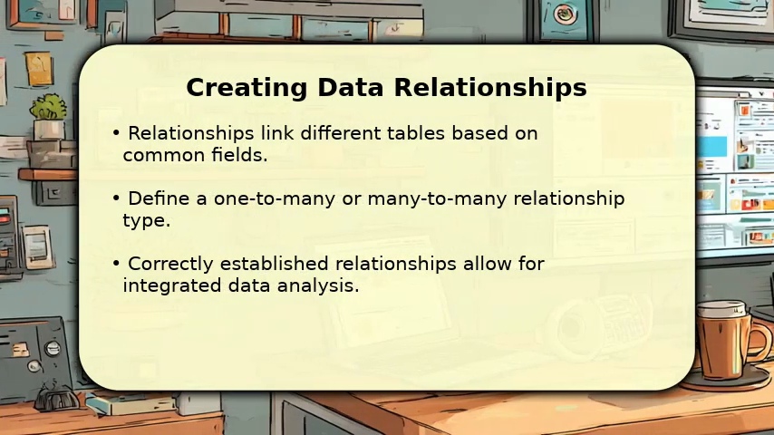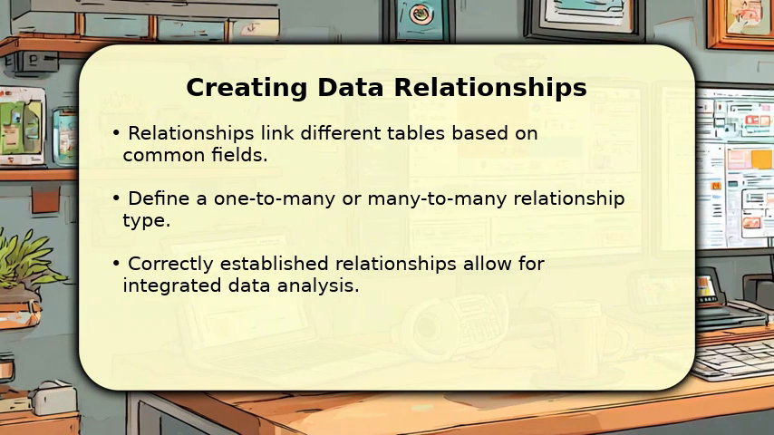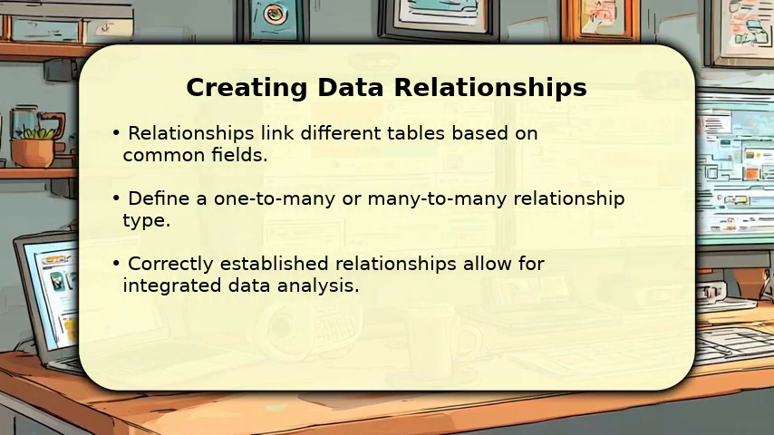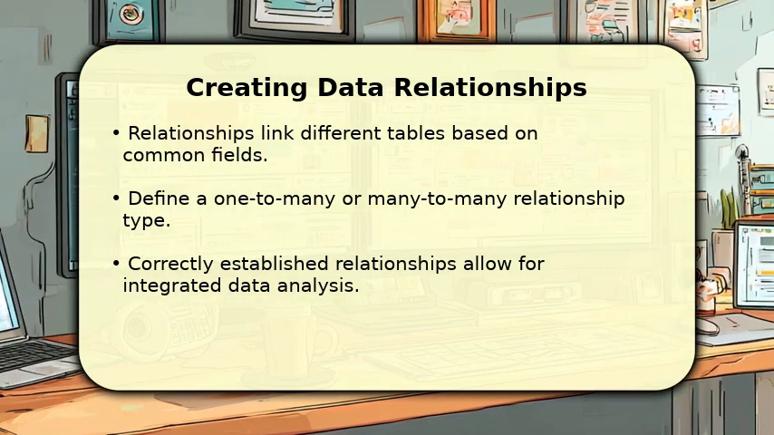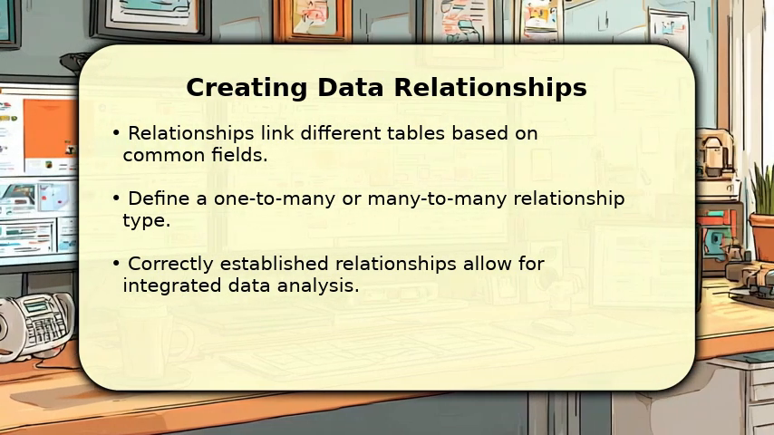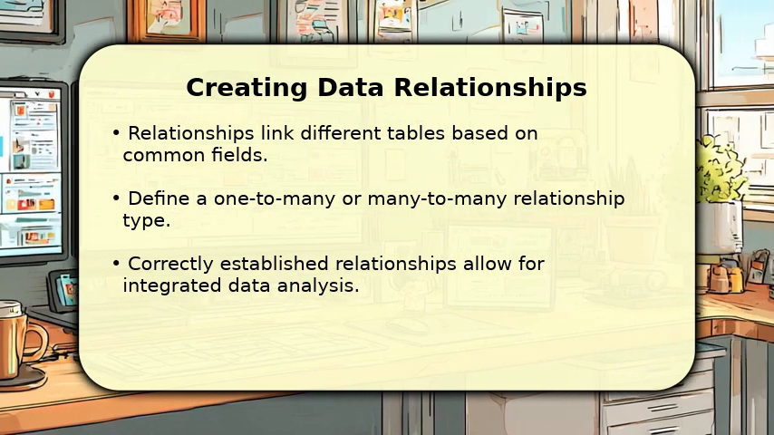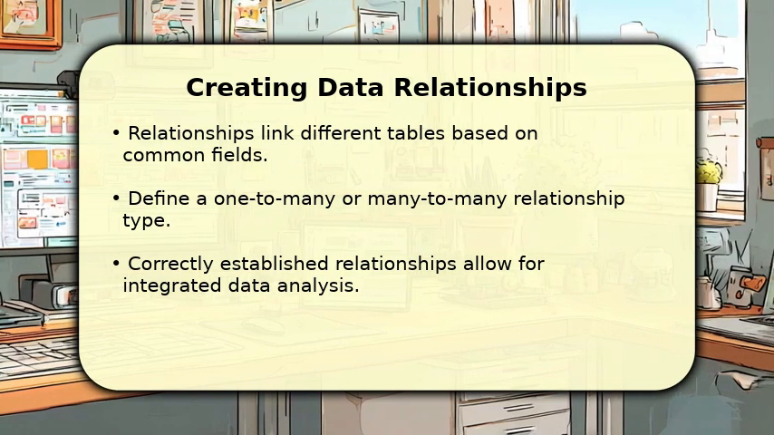Connecting your tables through relationships is fundamental for comprehensive insights. This process involves linking two tables using a common column, such as a product ID or a customer number. Properly defining these connections, often as a one-to-many structure, allows Power BI to aggregate and filter data across your entire model. It is like building a map between all your different information sources.